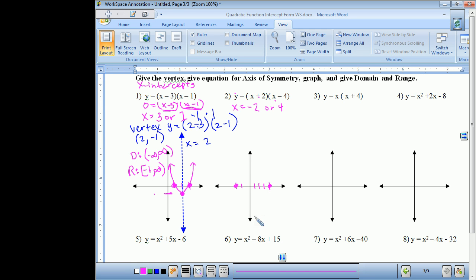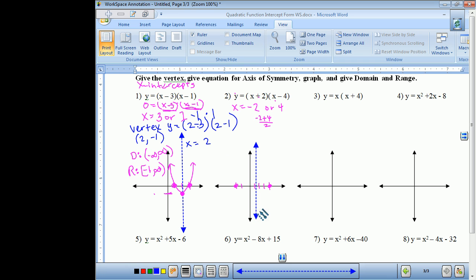Can you tell by looking at it what's halfway in between? 1. If you can tell by looking at it, great. If you can't, you can always add these up and divide by 2. That always gives you halfway. Averaging, that makes sense, doesn't it? So, we know that that axis of symmetry is at +1.